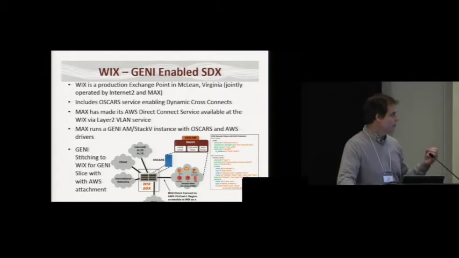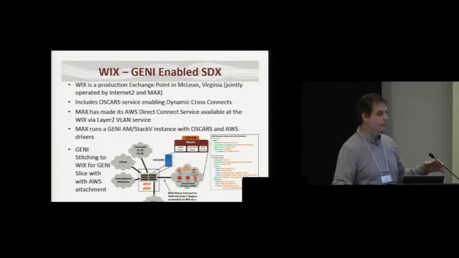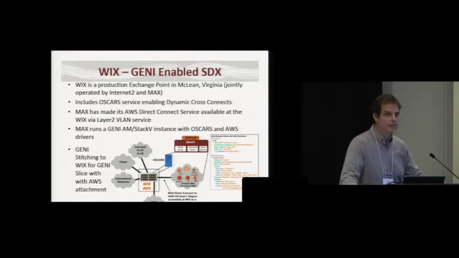And so what you can do there is think about programmatically controlling not only the VLANs on Wix, but also the interconnects into Amazon. So if you have resources in Amazon, we can allow you to programmatically come into Wix and say, I want to get a cross-connect across Wix. I'd like to have that dynamically attached to a virtual private cloud inside Amazon.